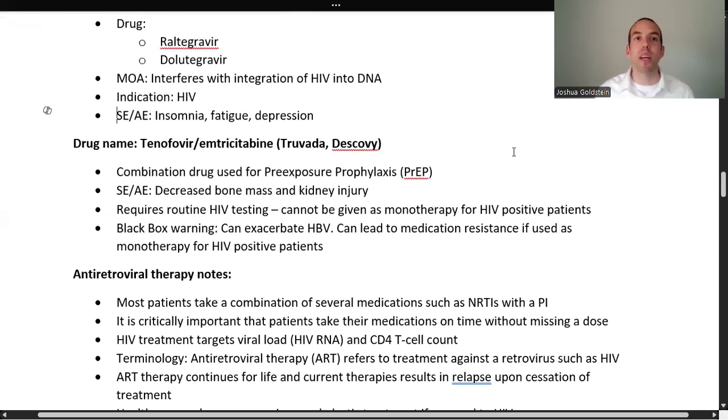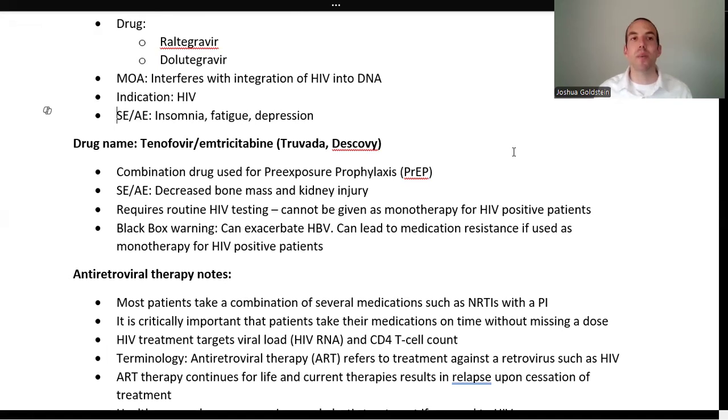The drugs over here are raltegravir and dolutegravir. No clue if I pronounce those correctly, but these interfere with the integration of HIV into DNA, which can hopefully reduce the overall HIV. The indication for this is obviously HIV, and the side effects are relatively minor: insomnia, fatigue, and depression.